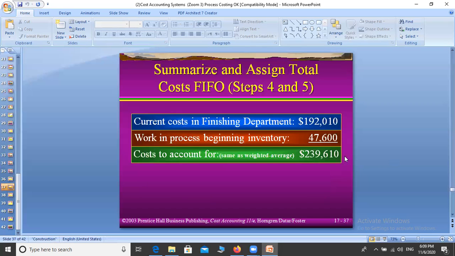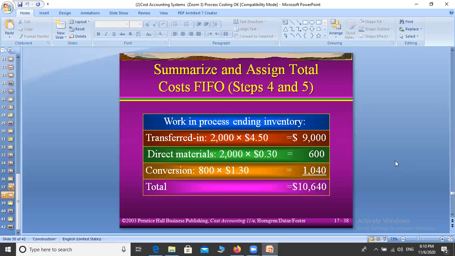Okay. Now, current cost in the finishing department 192,010. Work in process at beginning 47,600. So cost to account for 239,610. Now, when we begin computing the cost of the 33,000 completed, we will consider the cost of beginning work in process at first. Then we complete the 4,000 regarding the material and the conversion cost. But regarding transferred in, it will be 0 because it is completed.